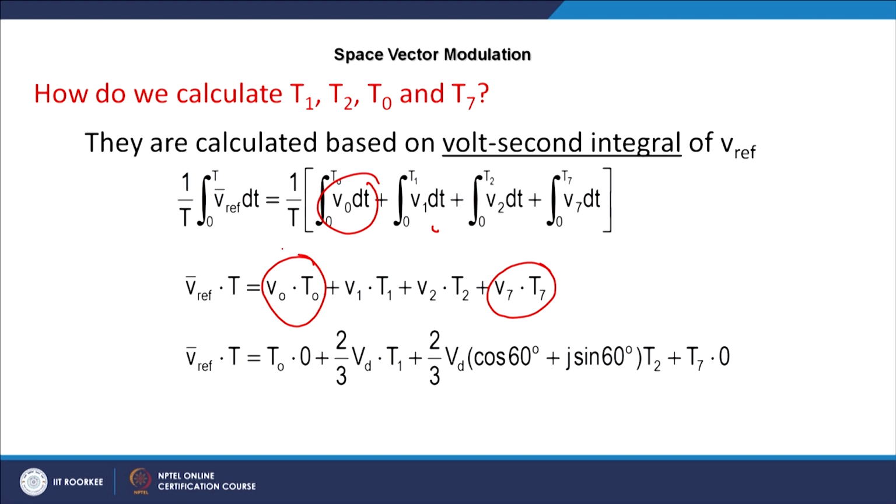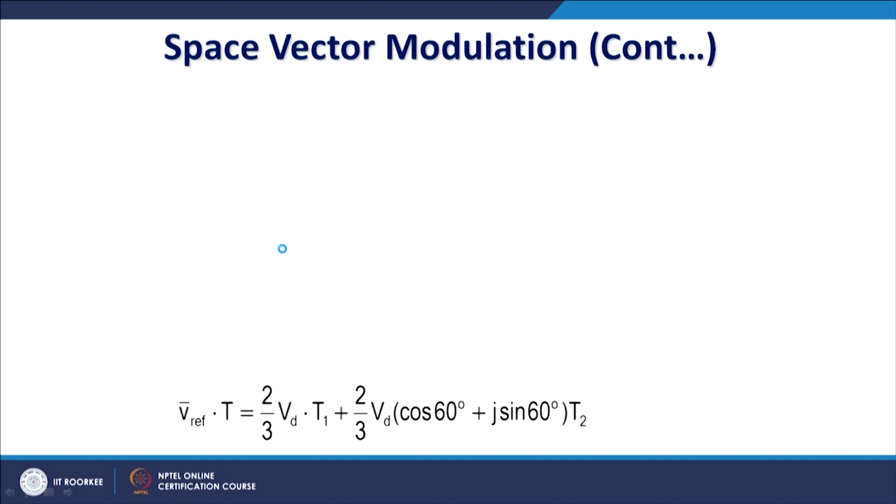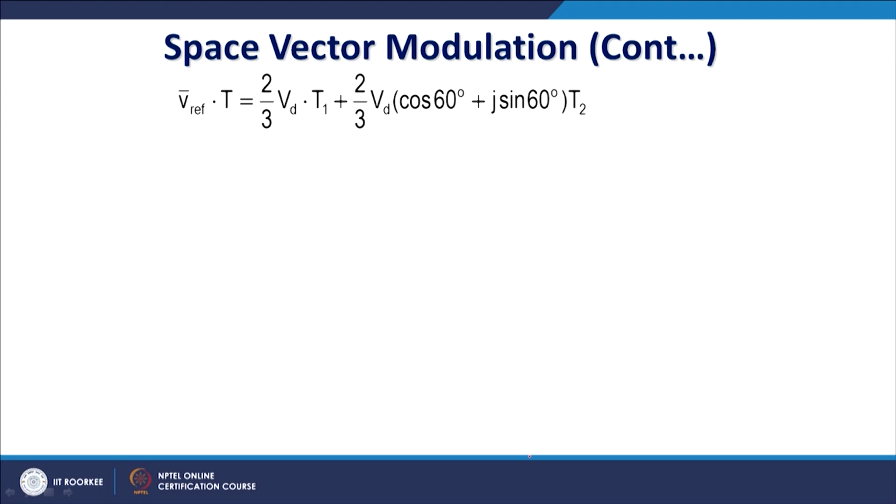So, that is the thing. Ultimately you come to these equations, then simplification of it. So, Vt can be written as 2/3 Vd into T1 plus 2/3 Vd into (cos 30 plus sin 30) into T2. So, we require two equations to solve this. Another equation is essentially T1 plus T2 plus the null vector timing, that you can write as 2T0 or 2T7.